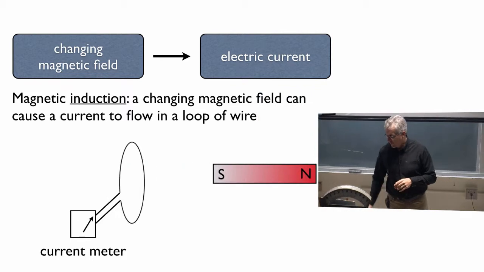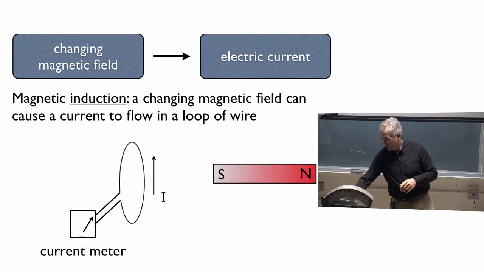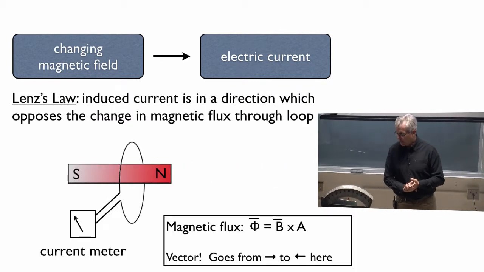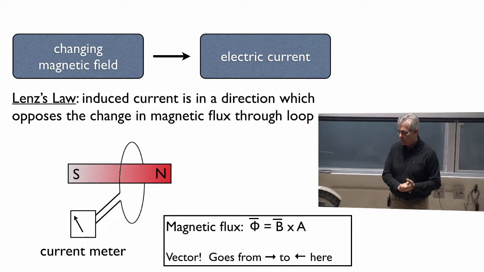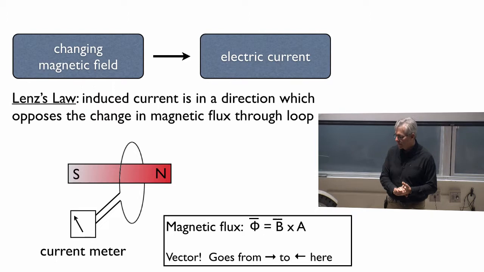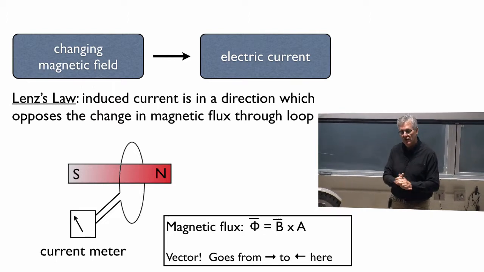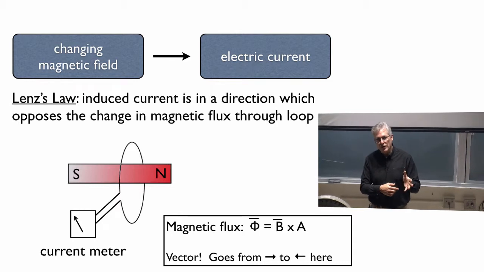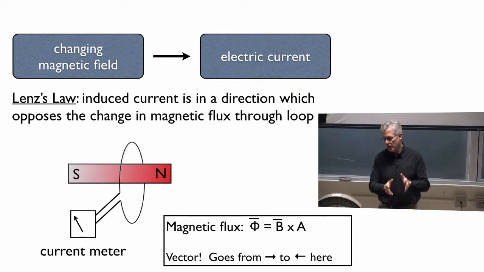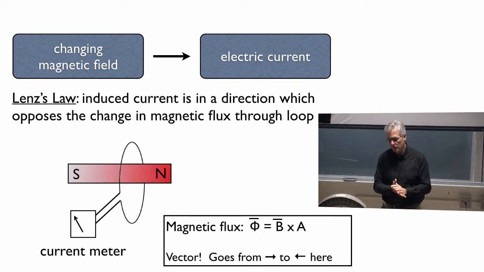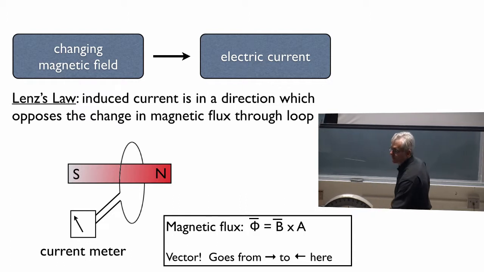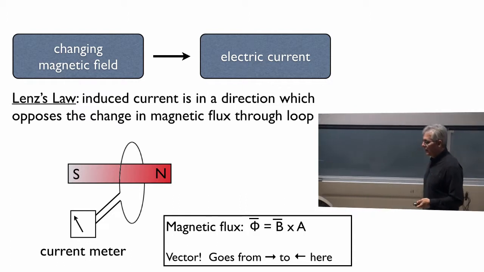But we can also describe it in terms of magnetic flux. And how does that work? Lenz's law, which came just a few years after Faraday's discovery of this effect, says that the current that's induced in a loop of wire flows in a direction which tends to oppose the change in magnetic flux through the loop. So first we have to understand what magnetic flux is.